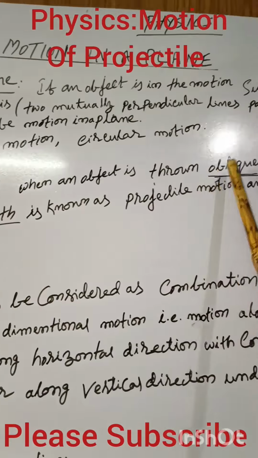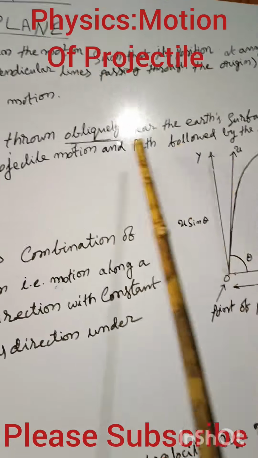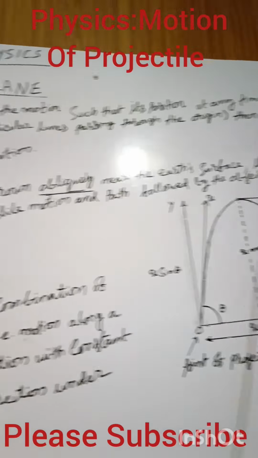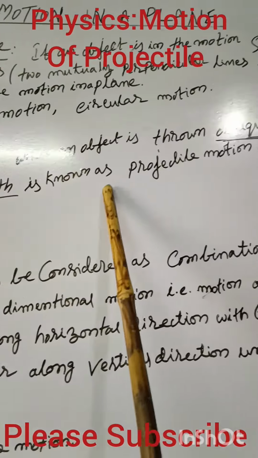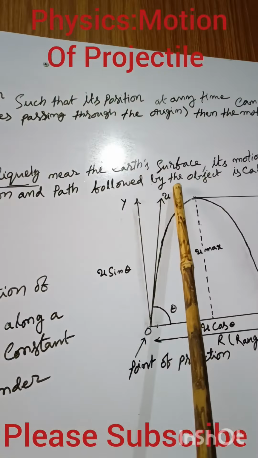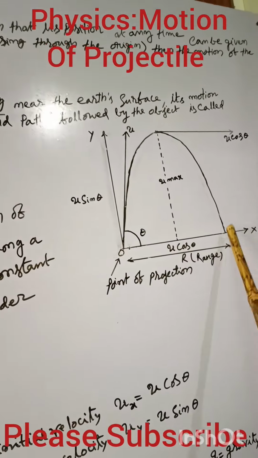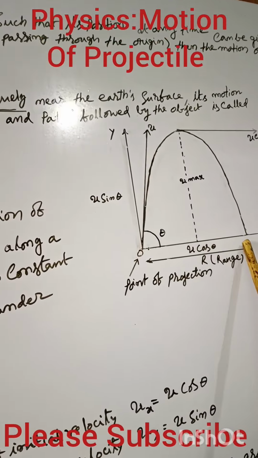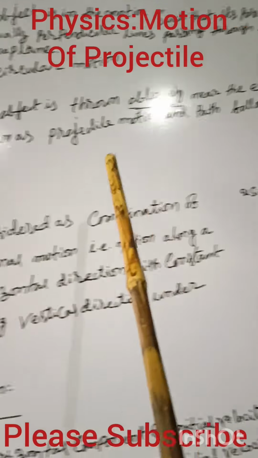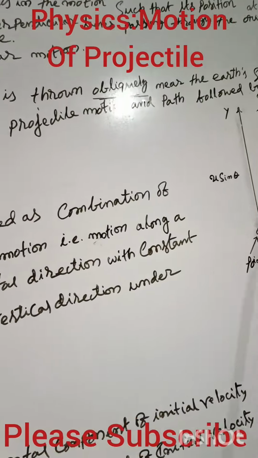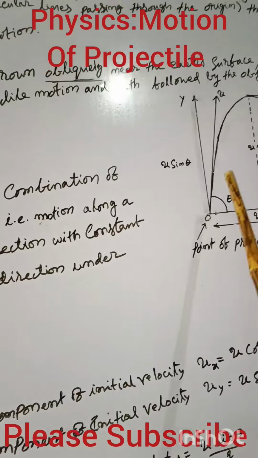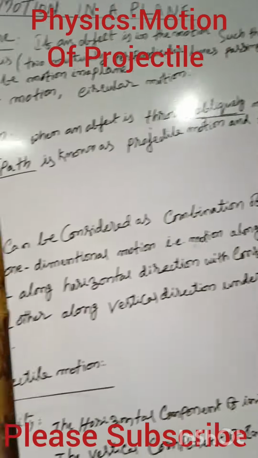Projectile motion: when an object is thrown obliquely, at a certain angle near the earth's surface, its motion on a parabolic path is known as projectile motion, and the path followed by the object is called the trajectory. Starting from here to here is called the trajectory, and the shape is called a parabolic shape.